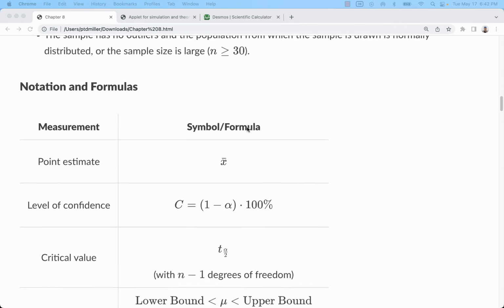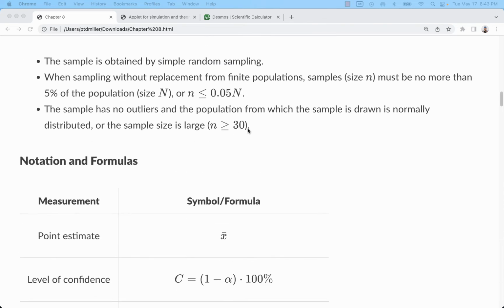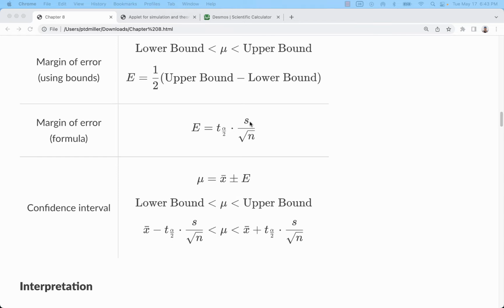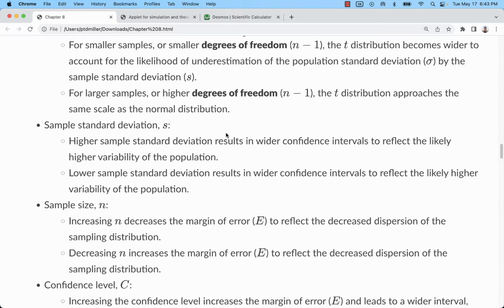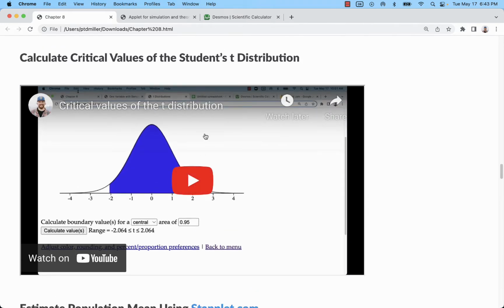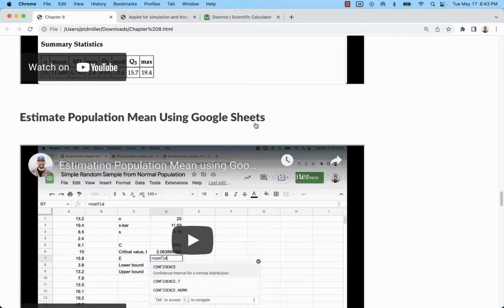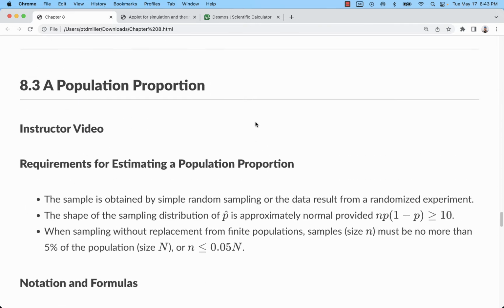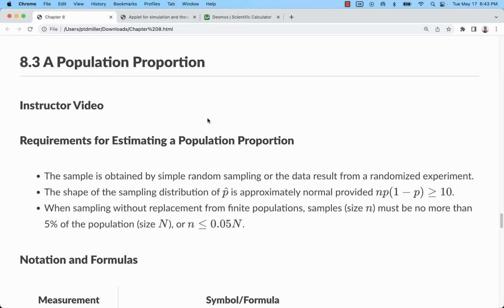With a quantitative measurement, when you take a small sample, you tend to underestimate the value of s. And so to make sure that your margin of error is big enough, you need to inflate your critical value, and that's what t is all about. So I talked about that in this video about the student's t distribution. But in this situation, all we have is a population proportion, and we don't have such high variability.